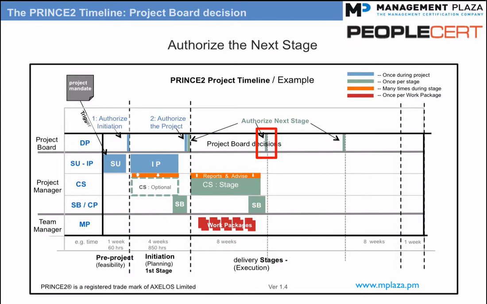If the project board is satisfied, then they will take the decision that PRINCE2 calls authorize the next stage, so the project manager can continue with the next delivery stage. Timing. In this example, the delivery stage is 8 weeks long. This will of course depend on the type of project, and you will learn more about this in the planning theme of the foundation course.